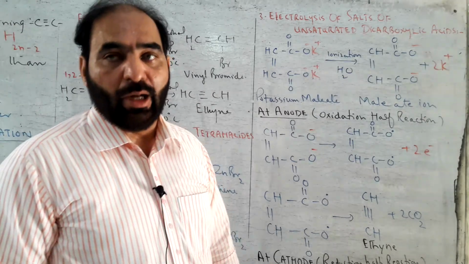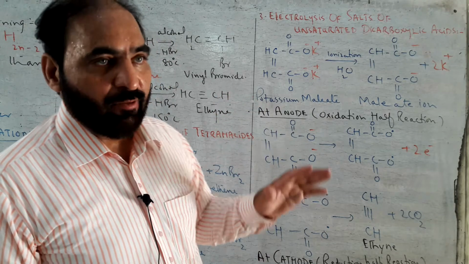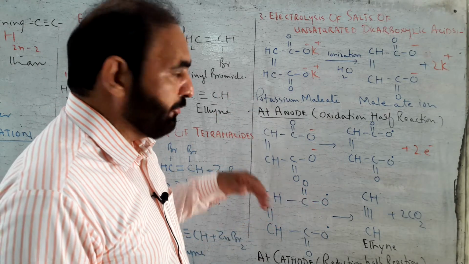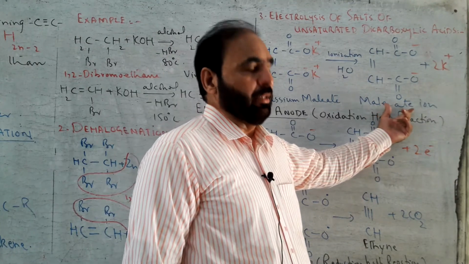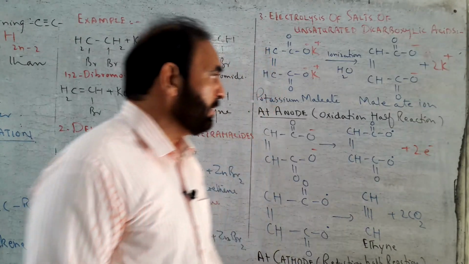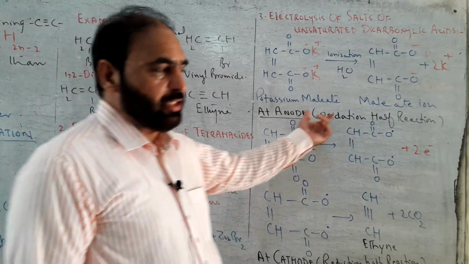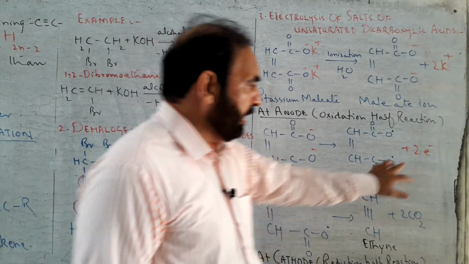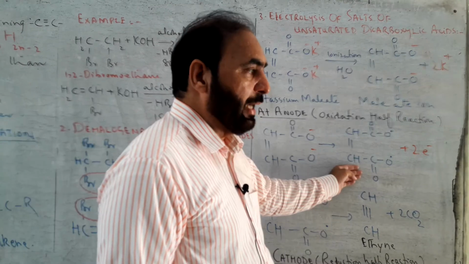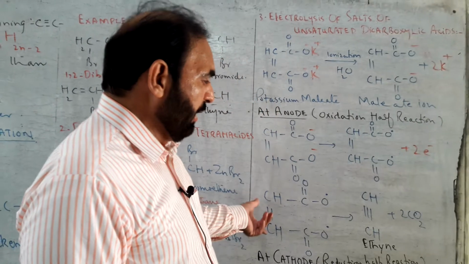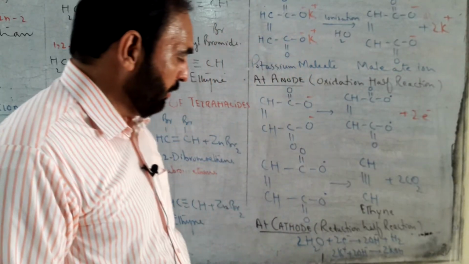First of all, we have to ionize this salt in water. Negative ions and positive ions get separated after dissociation. Negative ions are maleate ions and positive ions are potassium ions. Maleate ions move towards anode for oxidation half reaction. After oxidation, that is with the removal of two electrons, maleate ions are changed to maleate free radicals, which immediately decompose into ethyne after removal of two carbon dioxide molecules.